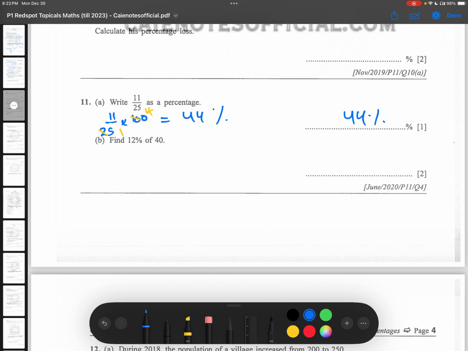Now we are asked to find 12% of 40, that will be equal to 12 upon 100 multiplied by 40. 12 into 40 will be 480, divided by 100, which will give me 4.8. The decimal moves two places backward. So 12% of 40 will be 4.8.